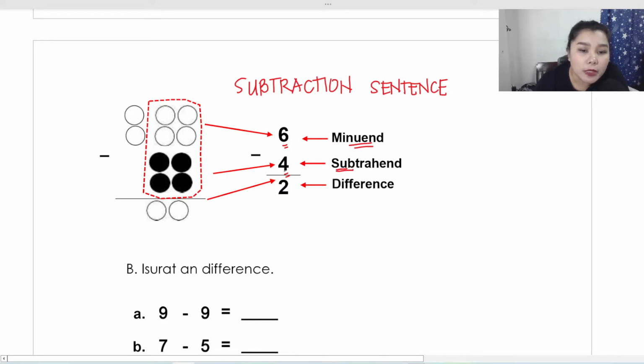So we have 6 minus 4, and the answer, the remaining white chips, if you count them, will tell you the answer, which is 2, and this is what we call the difference. So in addition we have the sum, and in subtraction we have the term difference.